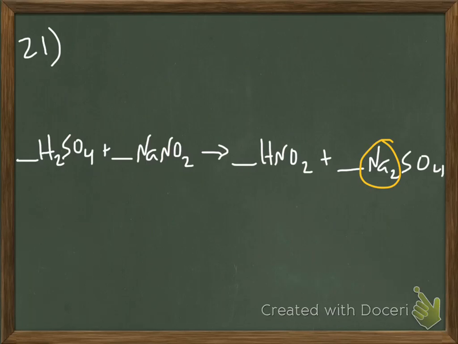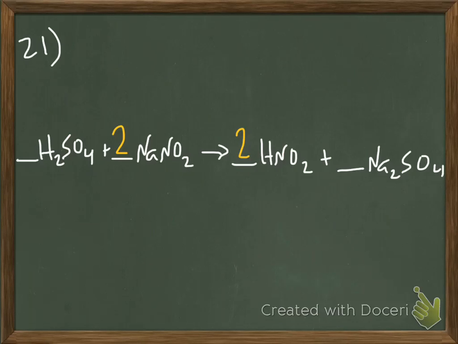Look, there's 2 Nas right here, and there's 1 Na right there. So that's an easy fix. So I'm just going to put a 2 here. Now I have 2 Nas on the left side and 2 Nas on the right side. Let's pick another easy one. How about the N? There are 2 N's right here on that side, and there is 1 N on that side. So that's an easy fix. I can just put a 2 right there. Now I have 2 N's on each side.